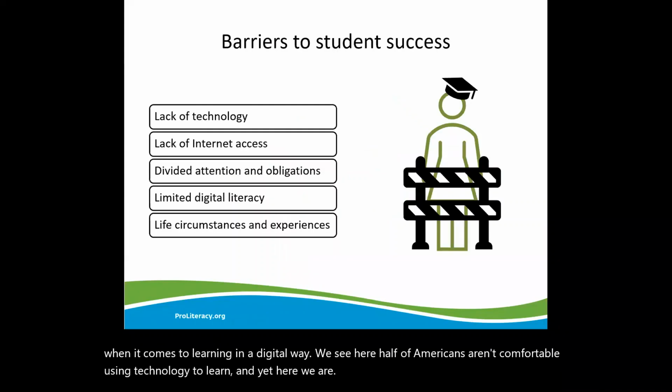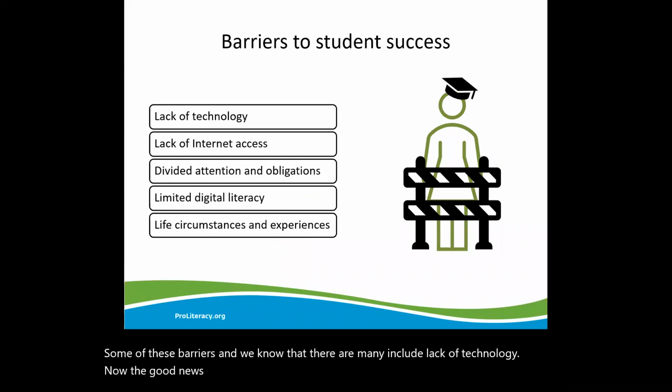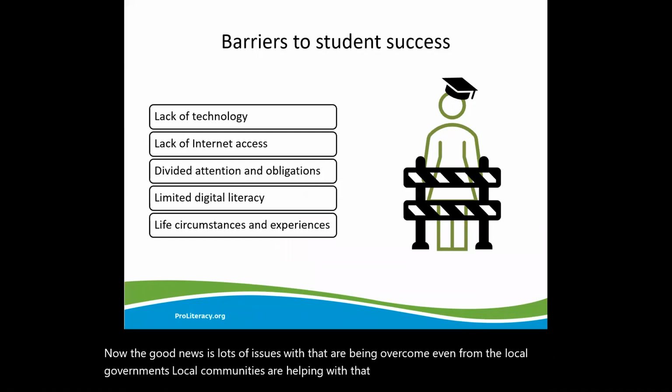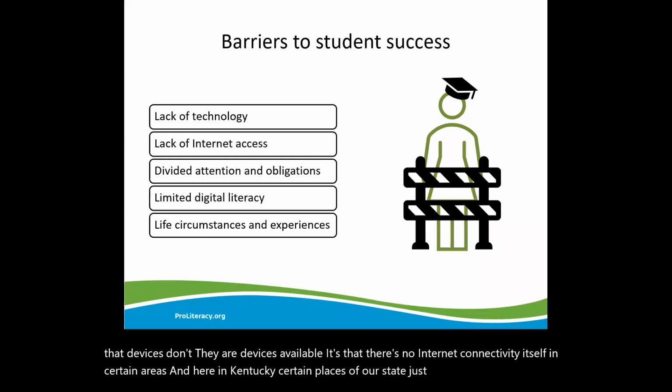Some of these barriers, and we know that there are many, include lack of technology. Now, the good news is lots of issues with that are being overcome, even from the local governments. Local communities are helping with that aspect. Lack of internet access. So not that devices aren't available, it's that there's no internet connectivity itself in certain areas. And here in Kentucky, certain places of our state, just like every state, have that problem.